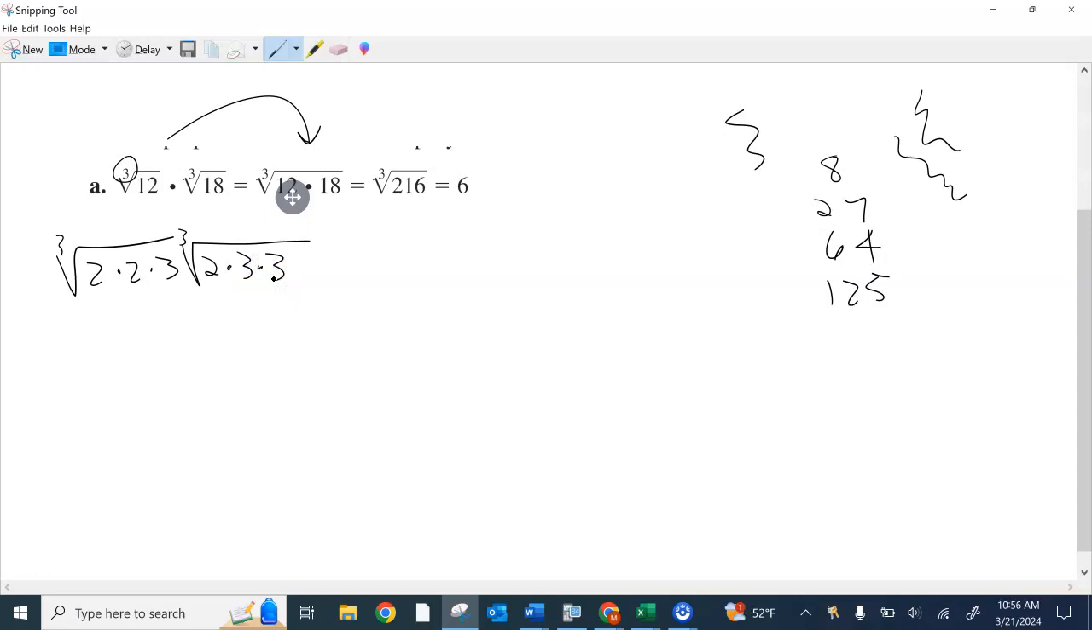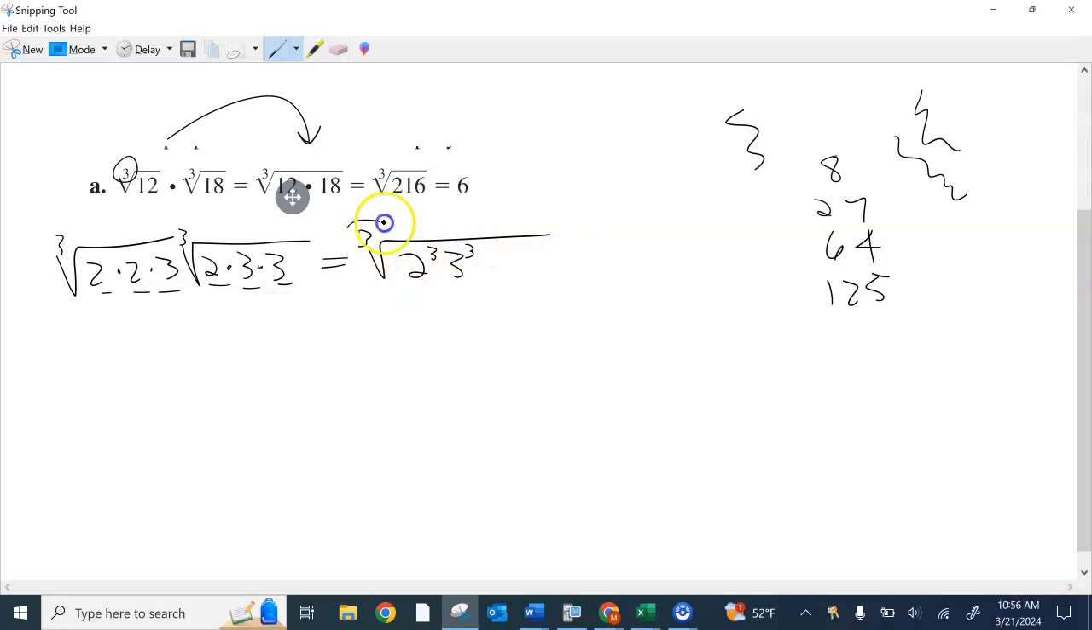Well, let's see. Now that we take these and combine them all together, we're going to put them into one bracket like this, right? How many 2's do you have? You have 1, 2, 3. So you've got 2 to the 3. And then you've got 3 3's, 3 to the 3.